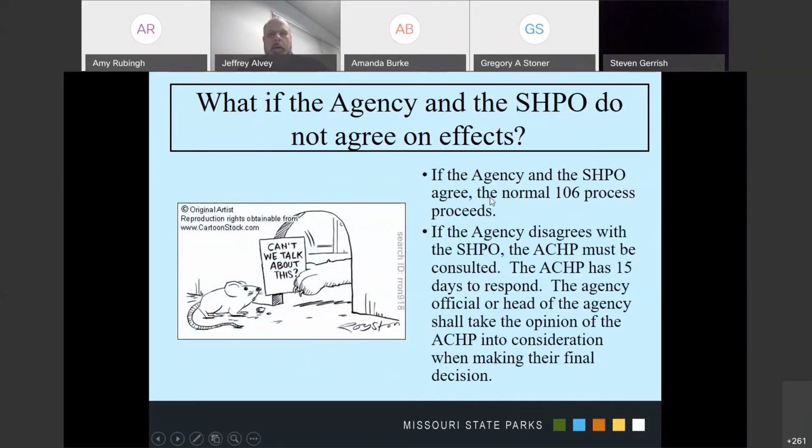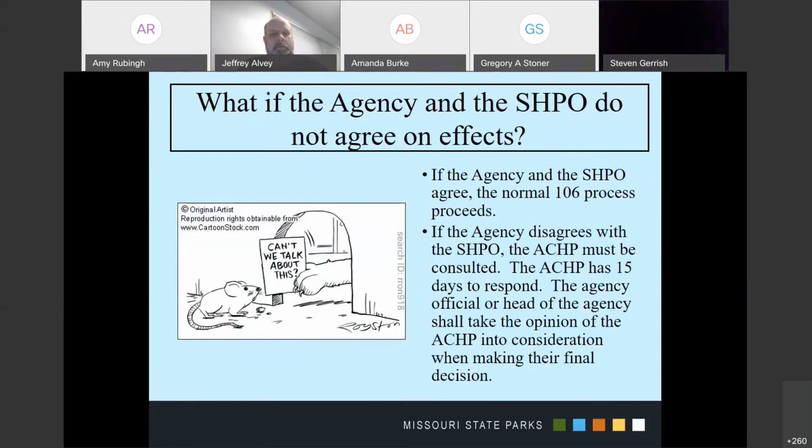So this is an important question. I believe someone asked some version of this earlier. What if the agency and the SHPO do not agree on effects? If we do agree on effects, basically the normal 106 process proceeds. If the federal agency disagrees with the SHPO, then the Advisory Council must be consulted.